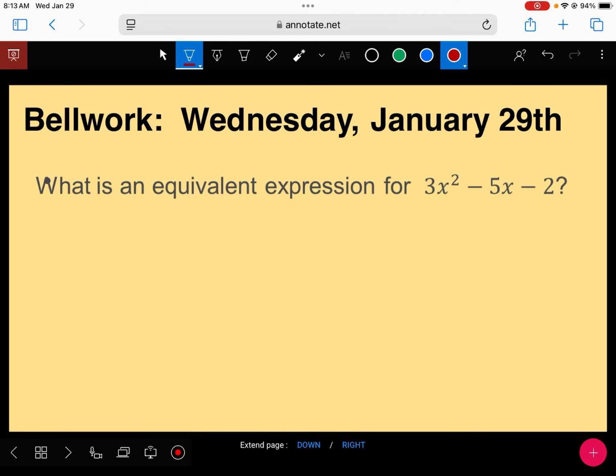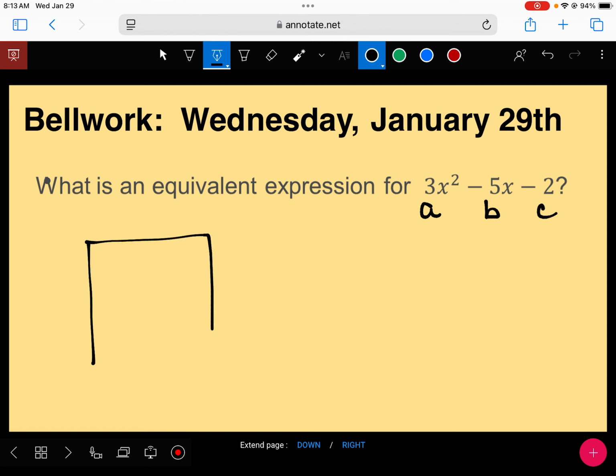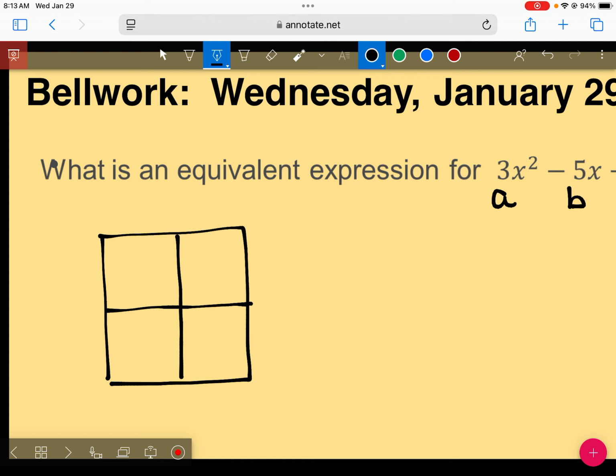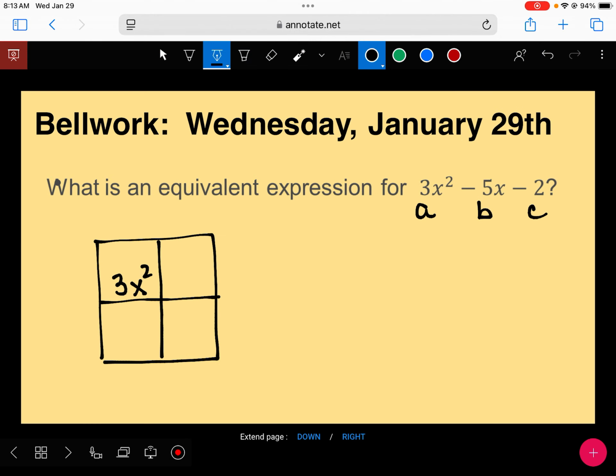Factor. Let's factor this down. So we have our A, our B, and our C. Make our box. So when it says equivalent expression, that's factoring. Our A term will always go top left, and our C goes bottom right corner.